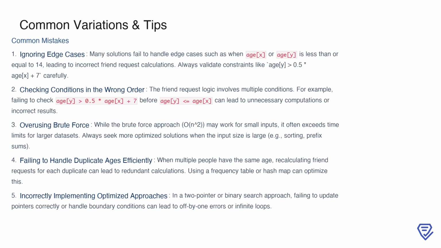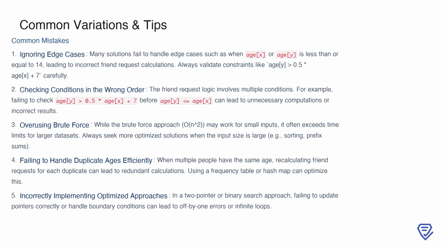When solving this problem, there are several common mistakes that can lead to incorrect or inefficient solutions. First, many people overlook edge cases, such as when age x or age y is less than or equal to 14. This can cause issues because the constraint age y > 0.5 * age x + 7 must always be carefully validated to avoid miscalculations.